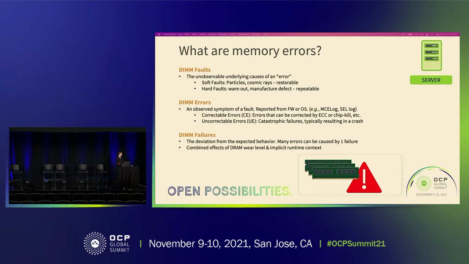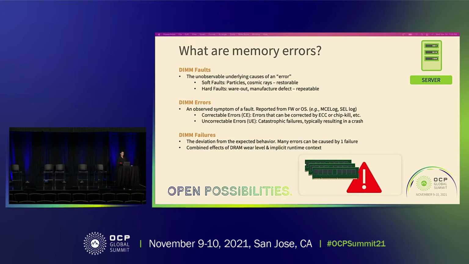So what are memory errors? There's a couple different types. Basically, you've got your DIMM faults, and within that, you've got soft faults and hard faults. Soft faults are ones that you can't really do anything about, cosmic rays or particles. These are normally restorable when you have ECC type of memory. But then you've also got hard faults. This is where your memory will wear out. It's not meant to last forever. And there are manufacturing defects. Also, a DIMM may not be made perfectly. All DIMMs are not equal. These are repeatable errors that you want to recognize.